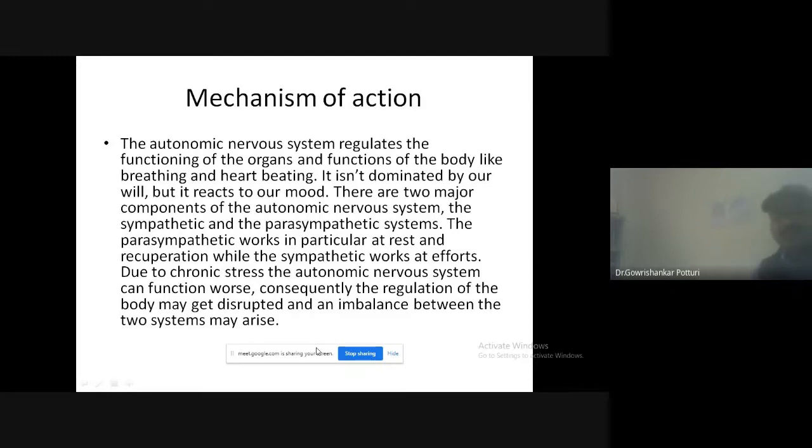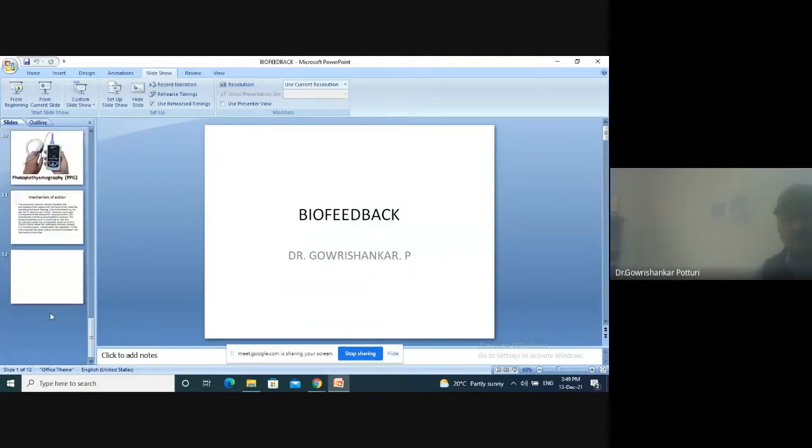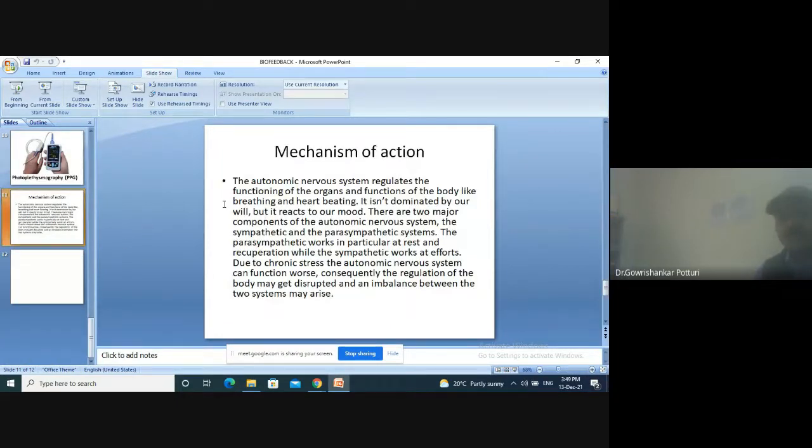There are two major components of the autonomic nervous system, the sympathetic and parasympathetic systems. The parasympathetic works in particular at rest and recuperation, while the sympathetic works at efforts. Due to chronic stress, the autonomic nervous system can function worse. Consequently, the regulation of the body may get disrupted and an imbalance between the two systems may arise. At that time, biofeedback will help to balance things. So that's about biofeedback.